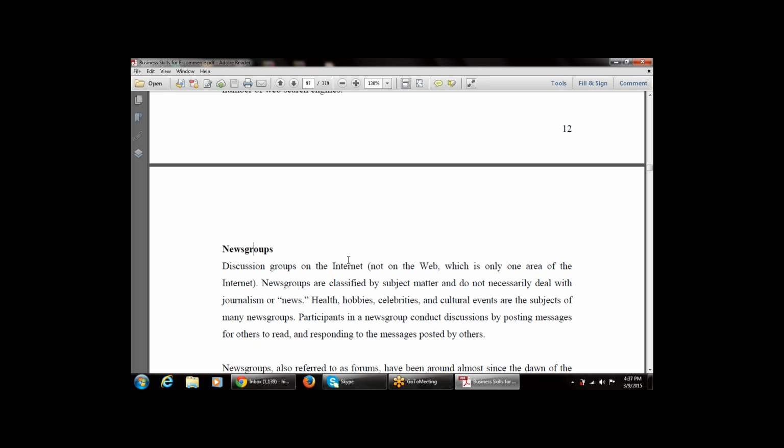So this is a discussion group on the internet, not on the web, which is only one area of the internet. These are classified by the subject matter, that is, we can share different subject matters, and they do not necessarily deal with the news. It is not mandatory that if the name is newsgroup, we can only share day-to-day news. We can also share health facilities, hobbies, celebrities, any event that is a part of the newsgroup.